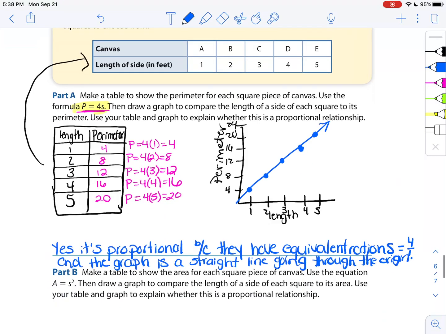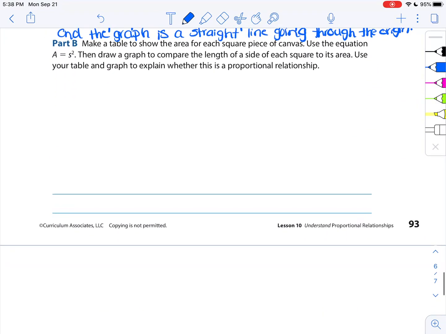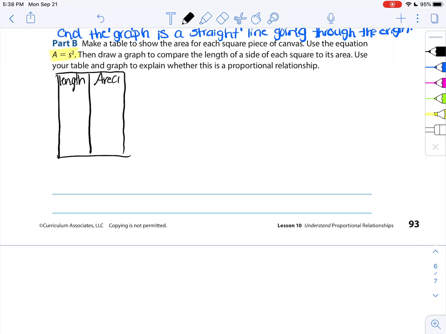Let's look at another comparison. Part B wants us to also make a table and a graph, but comparing the area using the formula A equals S squared. So we're going to do the same thing, making a table, and we're comparing our side length, and this time we're comparing it to our area. Our side lengths are still the same, 1, 2, 3, 4, 5. But then our area is different. We want to use the formula A equals S squared.